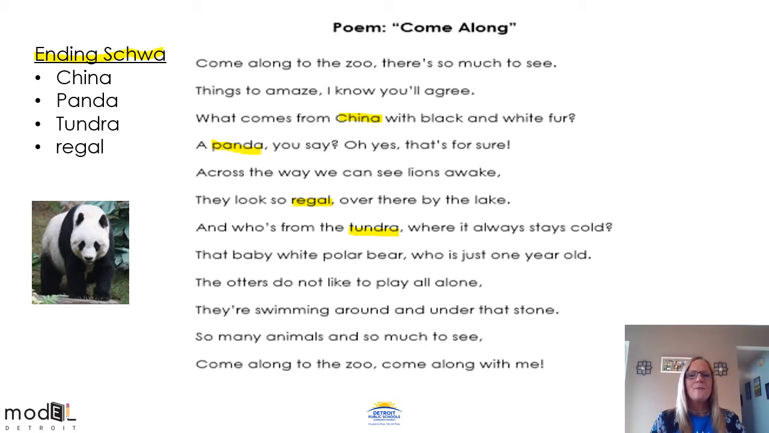That baby white polar bear who is just 1 year old. The otters do not like to play all alone. They're swimming around and under that stone. So many animals and so much to see. Come along to the zoo. Come along with me.